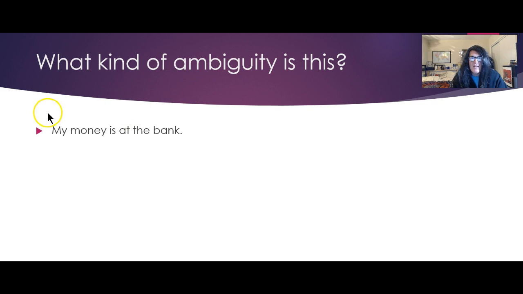So, my money is at the bank. And the question is, what kind of ambiguity is this? My money is at the bank. So remember, one possibility is that it could be verbal ambiguity, and in that case, we haven't really talked about exactly what it is or how it works beyond the very bare bones description I gave you a moment ago. So I will just tell you it's not that.